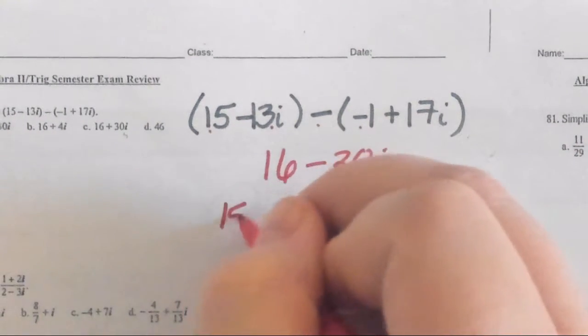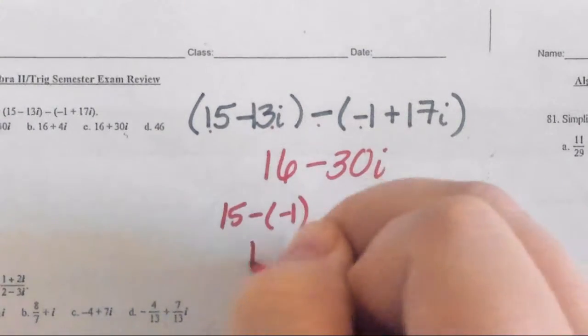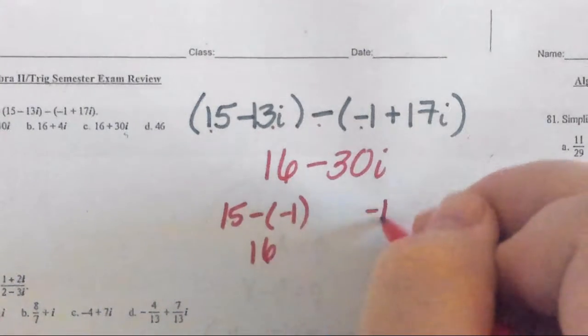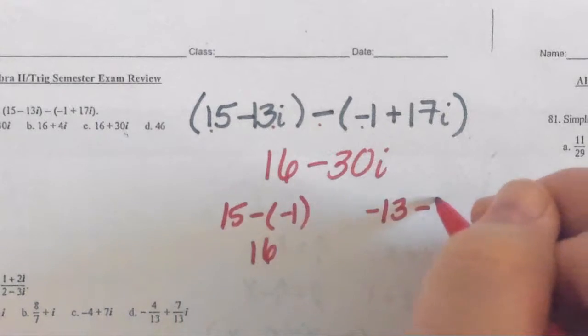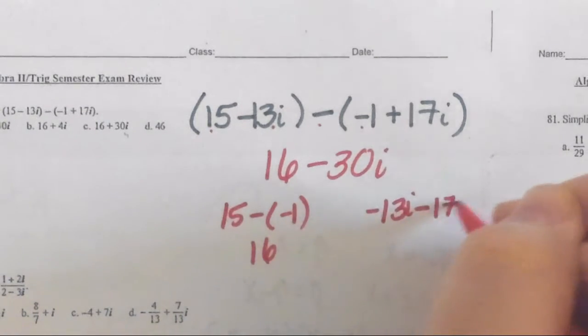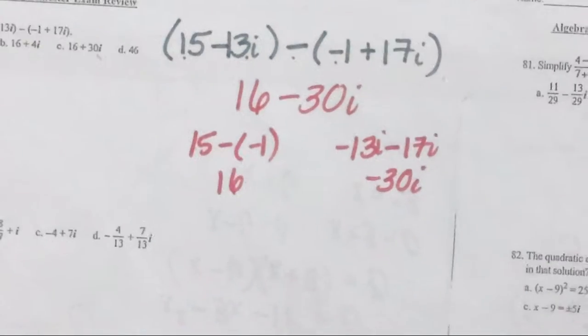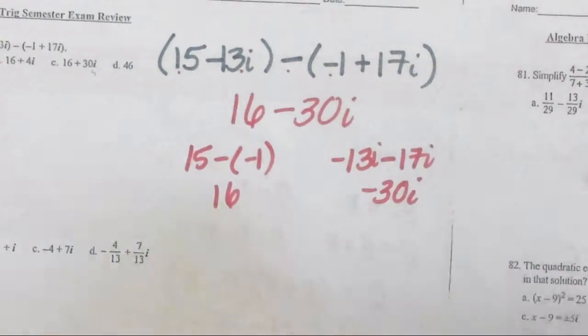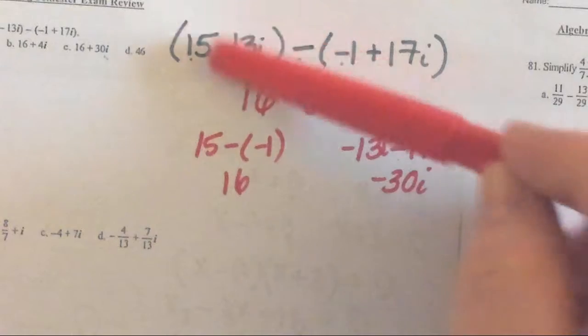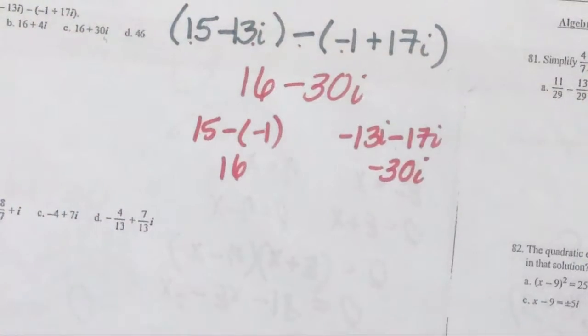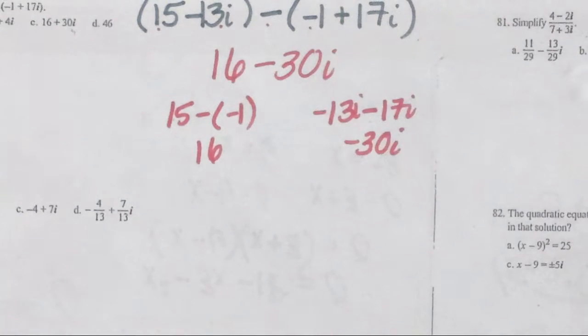You had 15 minus a negative 1. That's how we got the 16. We had negative 13 minus negative 13i minus 17i. That's how we ended up with the minus 30i. Now notice if you had made a sign error, like maybe you had still done 17 minus 13 and gotten 4, the answer choice was available. The dumb answer would have been D. It's the only one with no i's.